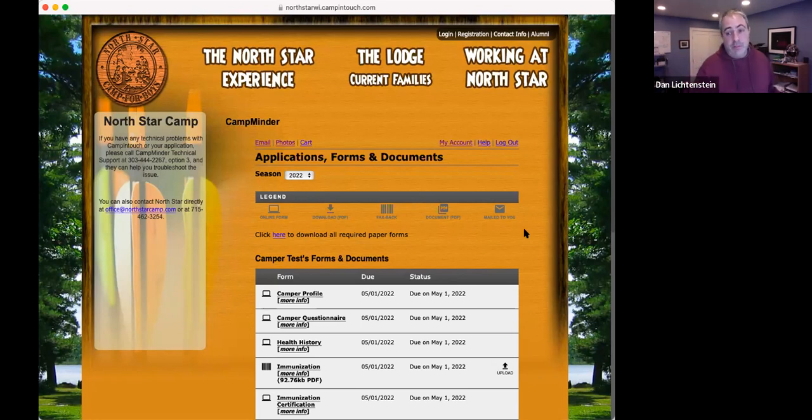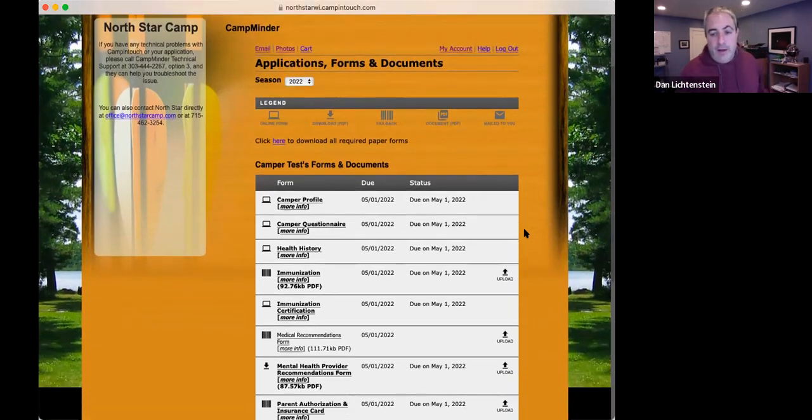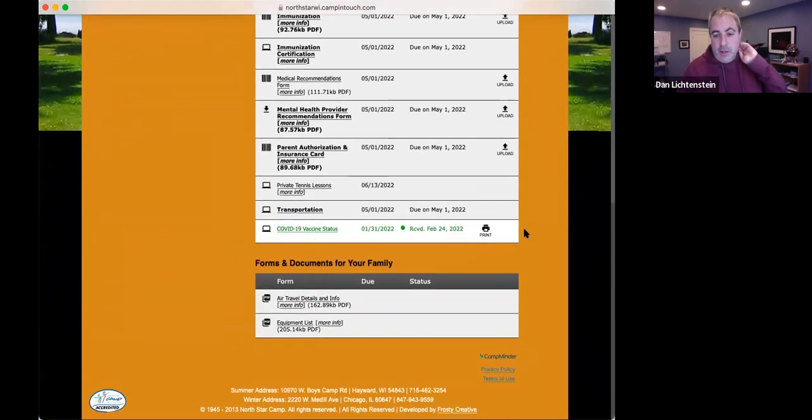Again, this would only be visible if your camper is in that 15-year-old age group, or I should say going into sophomore year of high school. It explains that Canada trip as well as another trip that we have for them at the end of the summer. The final document that I do want to point out is our equipment list. It would be visible at the bottom of this page with the documents.